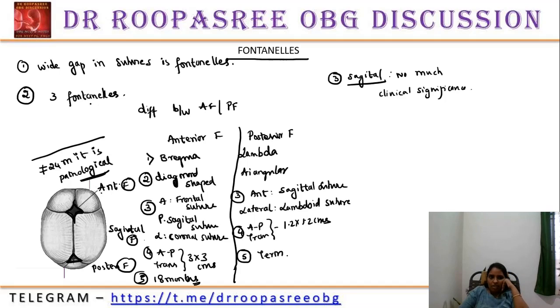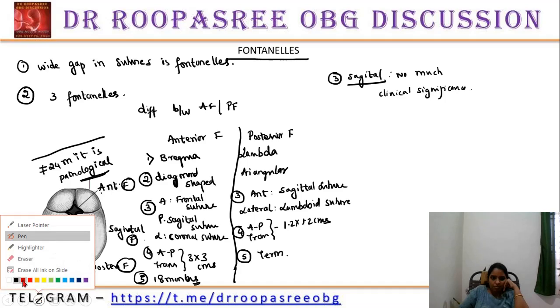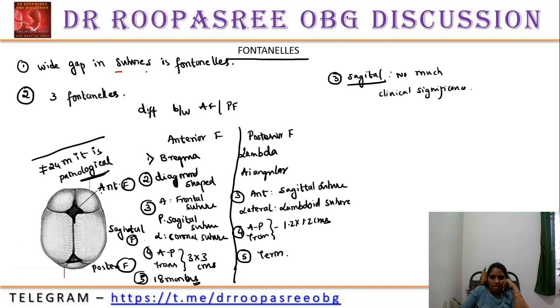A wide gap in the suture lines is a fontanelle. Three fontanelles are present. This is the bregma, diamond shaped. This is the lambda, triangular in shape. The anterior fontanelle is 3 into 3 centimeters, the posterior is 1.2 into 1.2. The anterior fontanelle is ossified by 18 months and the posterior fontanelle is ossified by term. Questions in this are the definition of fontanelle, shape, diamond or triangular, and ossification. These are the questions they will be asking.